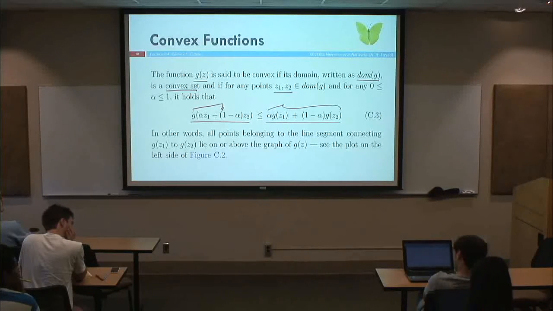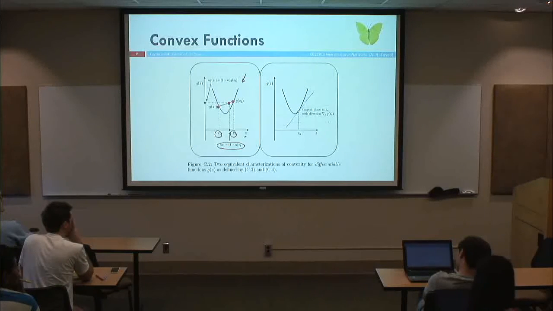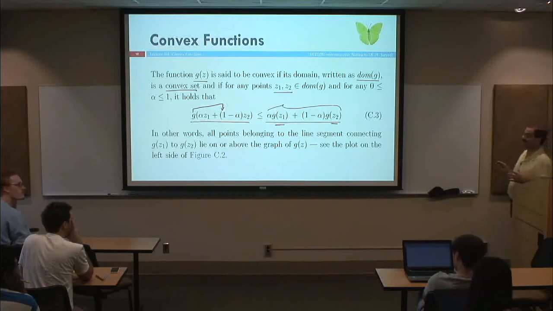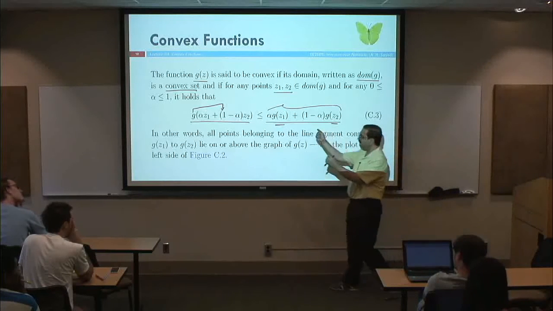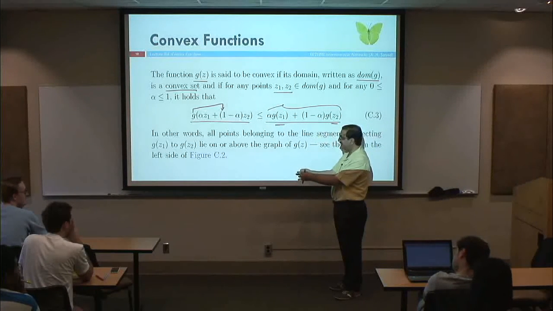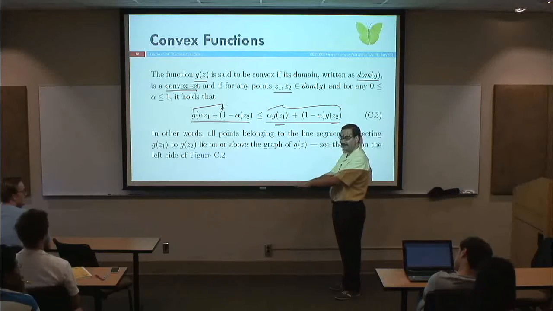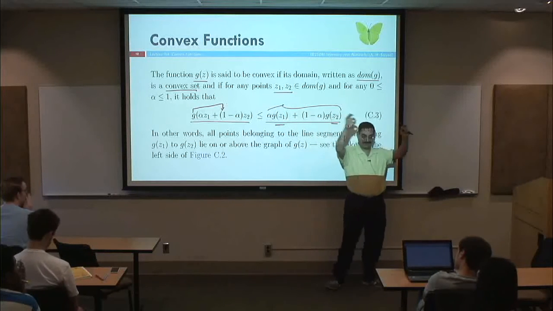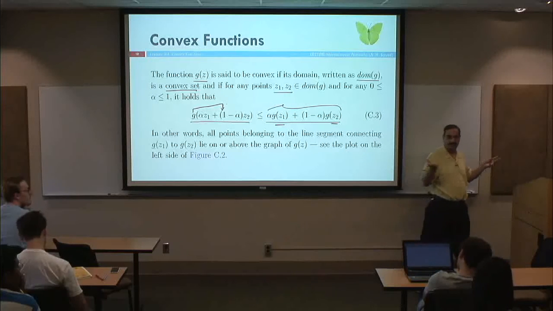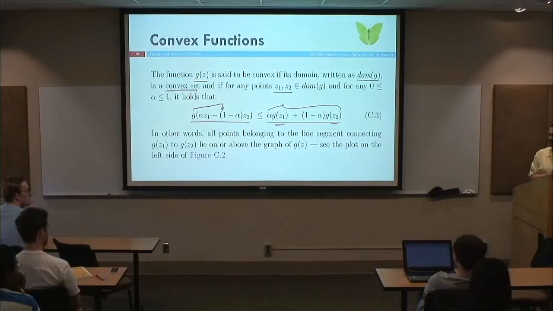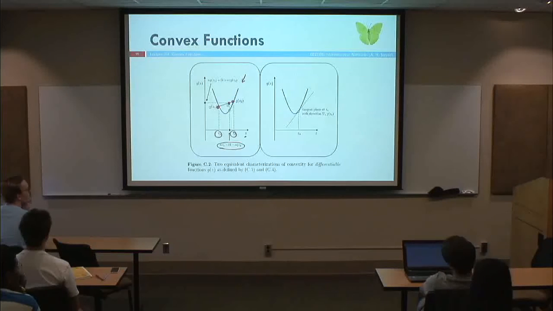Now what is this? If you take a segment that goes from g of z1 to g of z2, here it is. This is a segment that goes from g of z1 to g of z2. The right-hand side is a point on that segment. So what the definition of convexity is saying is that the value of the function at any intermediate point on the segment will be below the segment connecting the values of the function at the endpoints. That's what it means. You understand the definition? Okay.